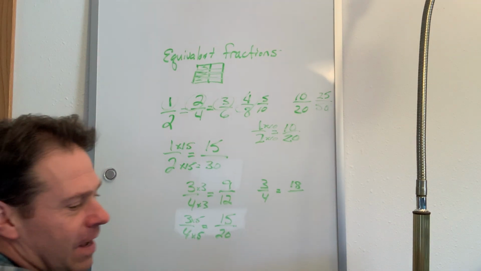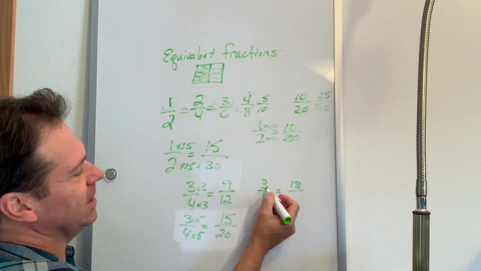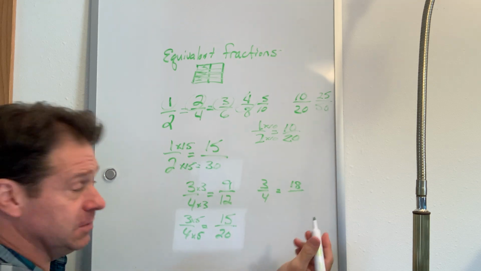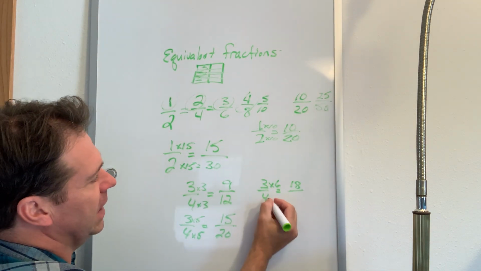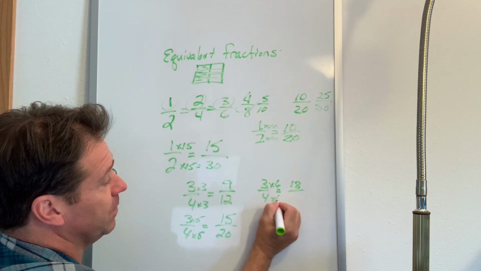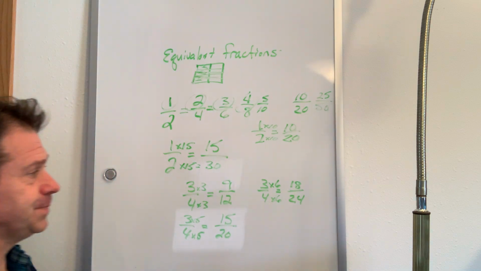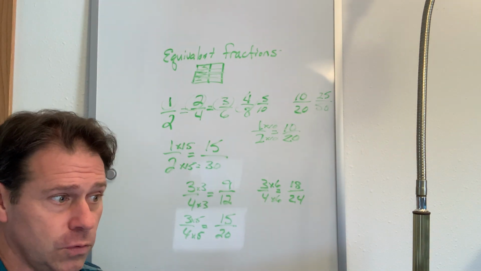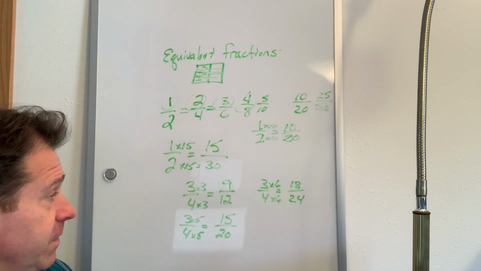You just say, hey, 3 times what equals 18? 3 times 6. You can take 18 divided by 3 to find it also. And then if I multiply the top by 6, multiply the bottom by 6, I have an equivalent fraction, and it's 18/24. Who's with me on these? Not bad, right? Hopefully some review.